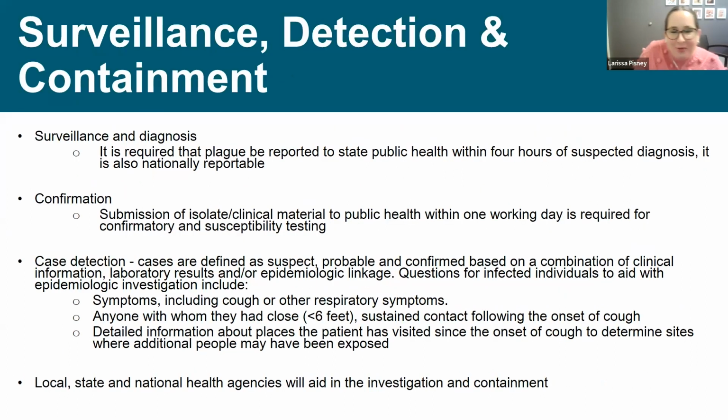And then just a few things I wanted to go over as a hospital epidemiologist and work that happens behind the scenes all the time. In addition to preparedness activities, one thing that's done routinely, again behind the scenes, is surveillance for this agent and others, and then it's important to really think about timely diagnosis. So it is required that plague be reportable to state public health within 4 hours of a suspected diagnosis, and it is also nationally reportable.